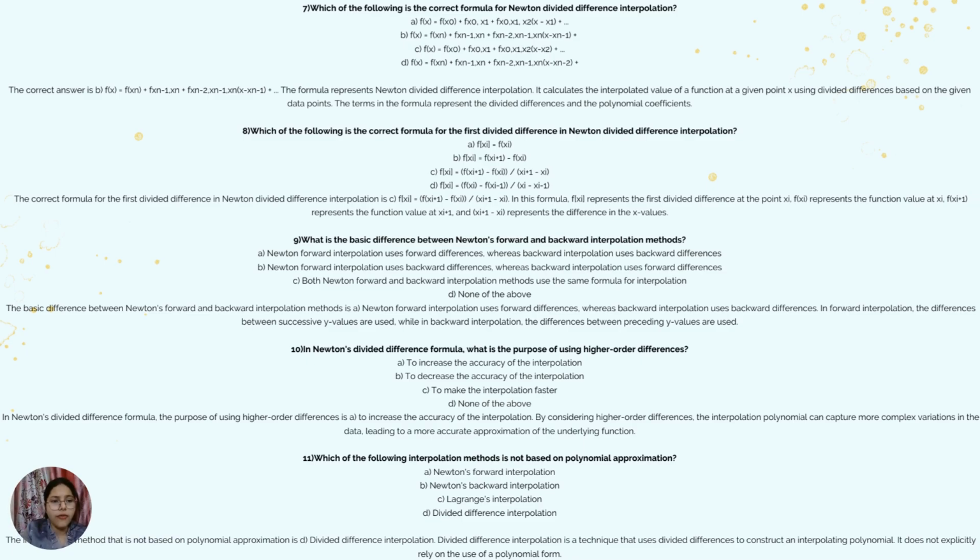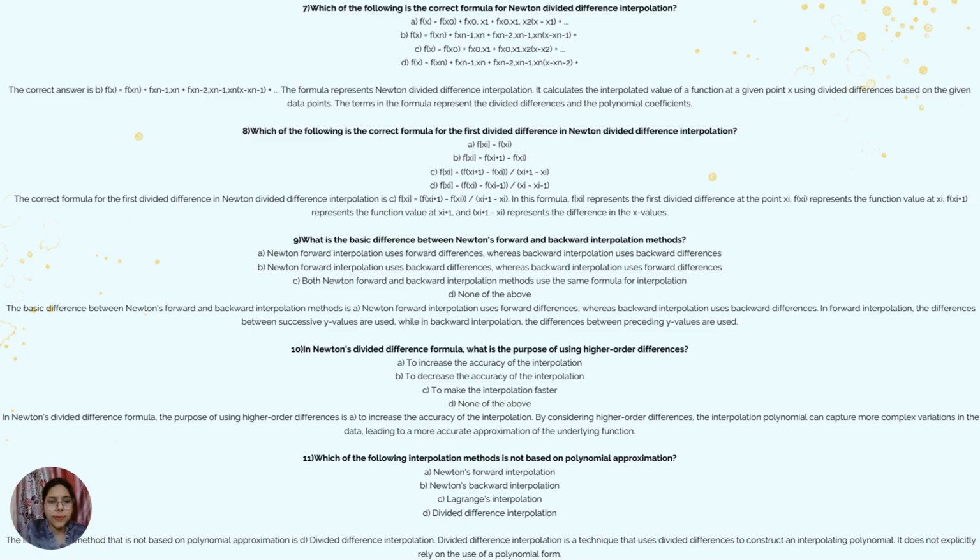The correct formula for the first divided difference in Newton divided difference interpolation is C, f of xi plus 1 minus f of xi, divided by xi plus 1 minus xi. In this formula, f of xi represents the function value at xi, f of xi plus 1 represents the function value at xi plus 1, and xi plus 1 minus xi represents the difference in the x values.